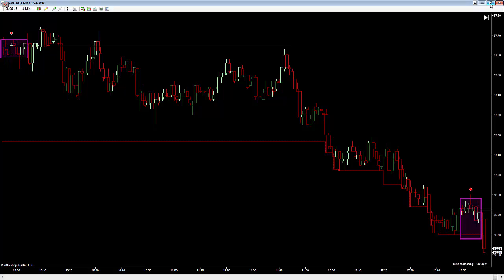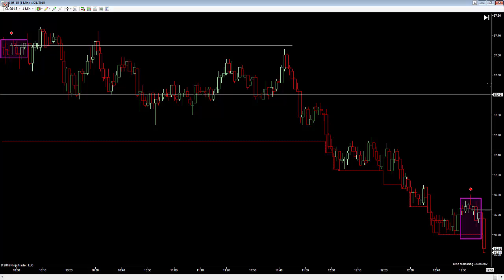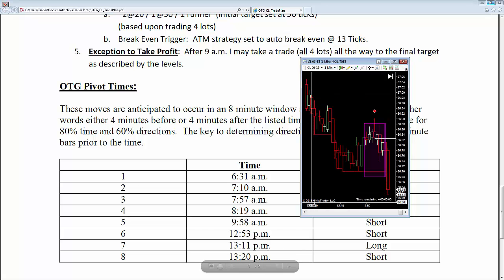Again, I'm going to show you in the video that this trade plan, all of this information, was disseminated at 7:45 this morning to the trading group. We said there would be another pivot point at 1253. That's where this diamond is. Again, 1311 and 1320, 111 and 120. We were expecting the market to go up a little bit more here.